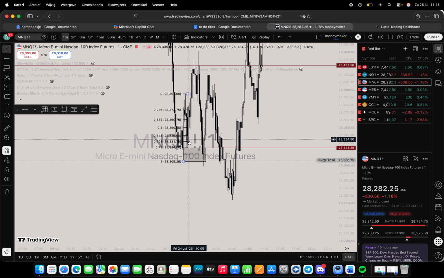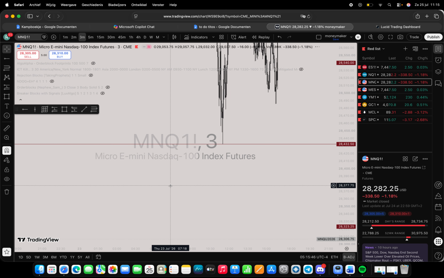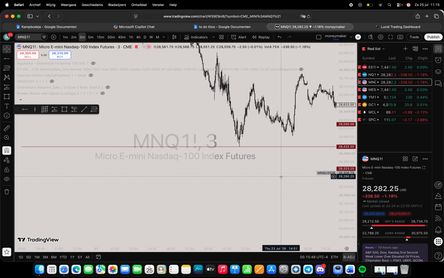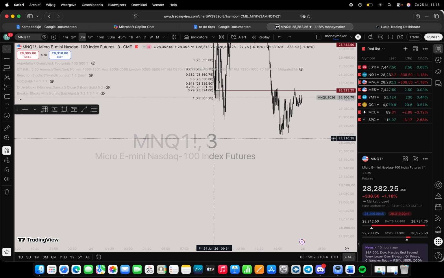We see price perfectly taps a 0.005 zone right here. I'm gonna check on the 3 minutes right here. I didn't check the 3 minutes, but just in case that we've had a 3-minute rejection block, but I don't think so.